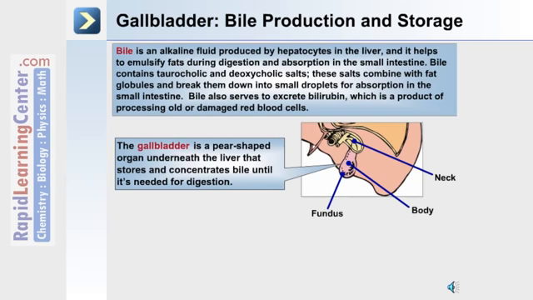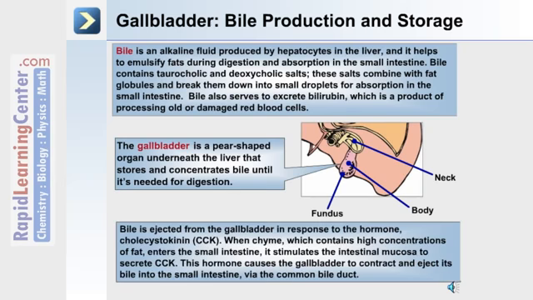The gallbladder is made up of a fundus, a body, and a neck. It's a pear-shaped organ underneath the liver. Bile is ejected from the gallbladder in response to the hormone CCK or cholecystokinin. When chyme, which contains high concentrations of fat, enters the small intestine, it stimulates the intestinal mucosa to secrete CCK. CCK then causes the gallbladder to contract and eject its bile through the duct into the small intestine. The name of the duct is the common bile duct.